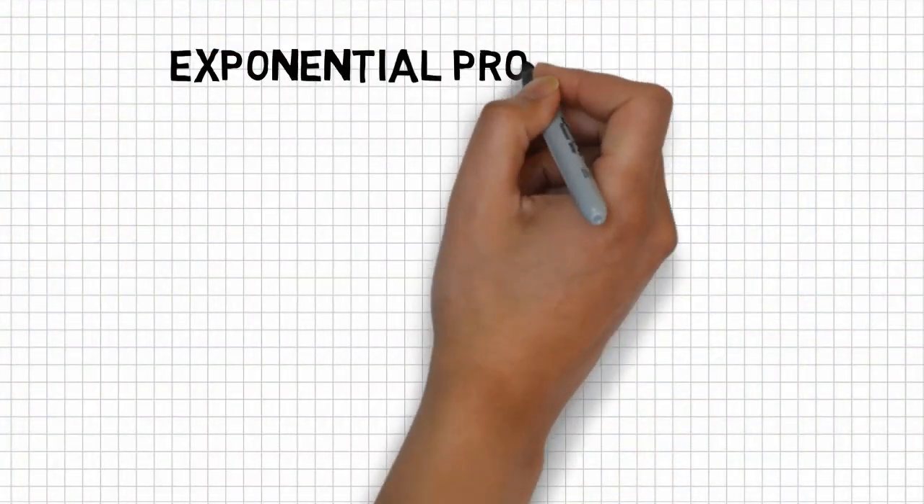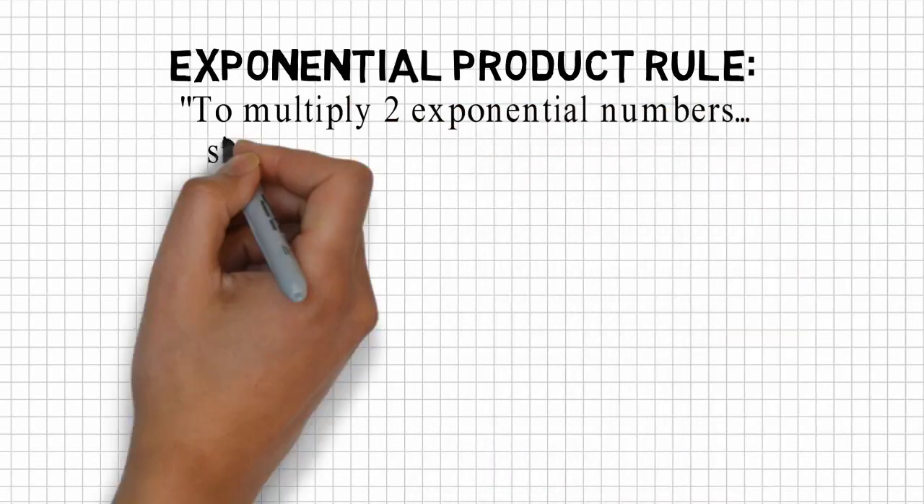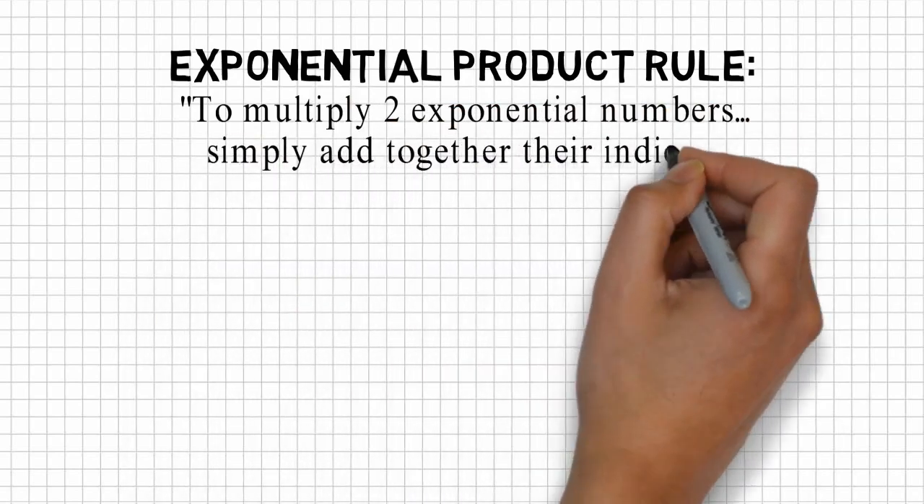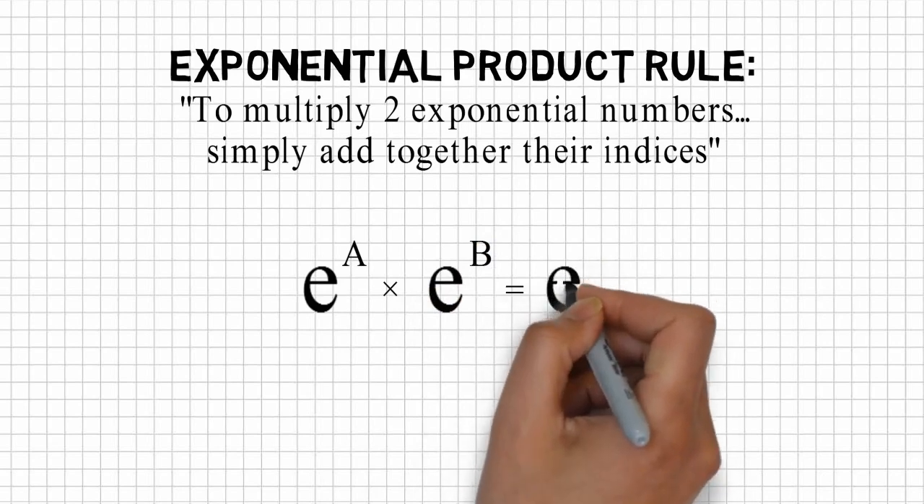However, when multiplying, it could be easier to express the two complex numbers in exponential form, because then we could multiply them together using the exponential product rule. The exponential product rule states that to multiply two exponential numbers, simply add together their indices. e to the power a times e to the power b equals e to the power a plus b.